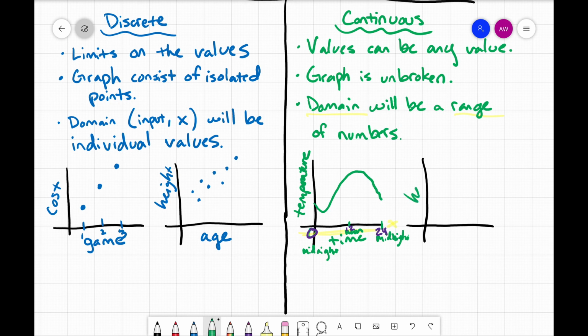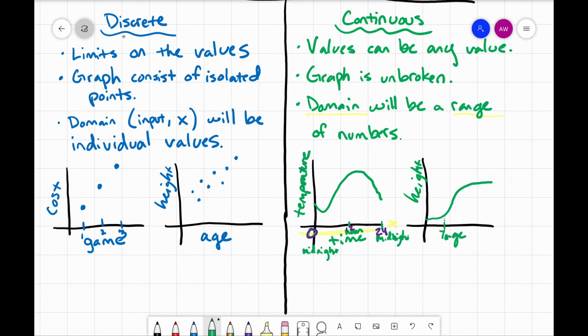We could have a height and age like our previous discrete example, but this is just you perhaps being measured over time by your parents. So when you're born, you're rather small, and then you're going to grow, and then you'll eventually stop growing. Once again, I was able to draw the graph without picking up my pen, and the domain is a range of numbers, and that's because we could say, okay, at 7, you're that tall.